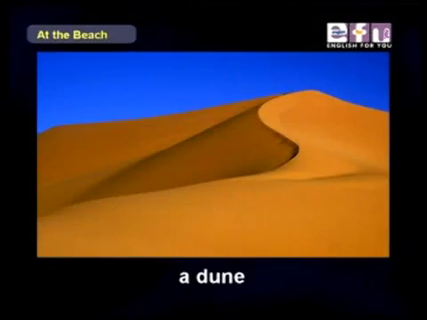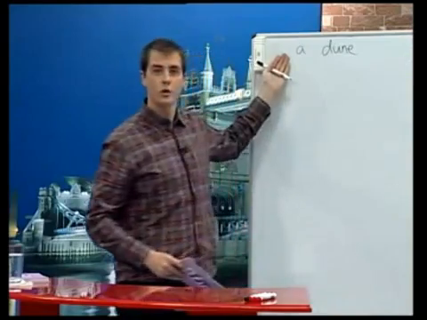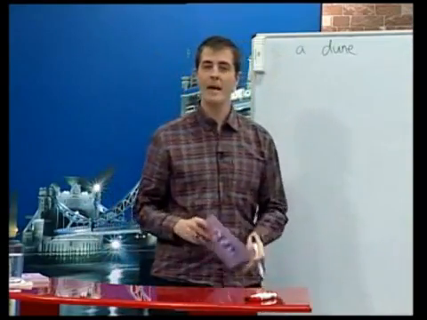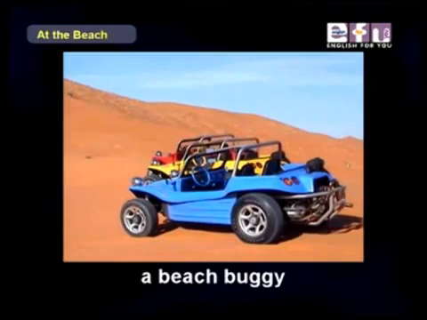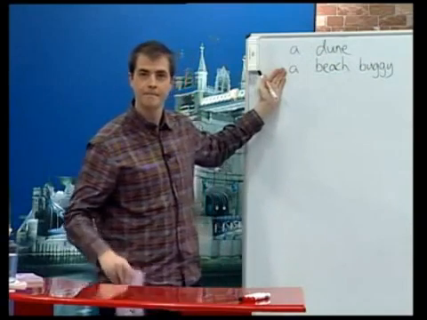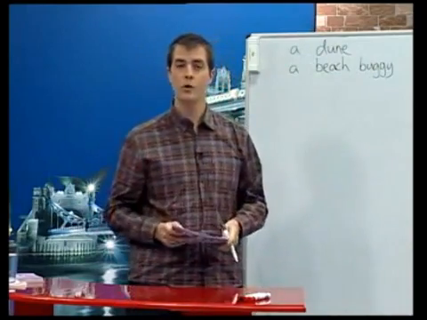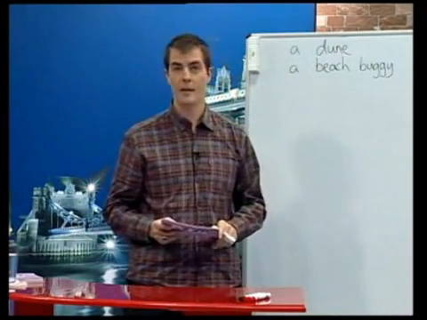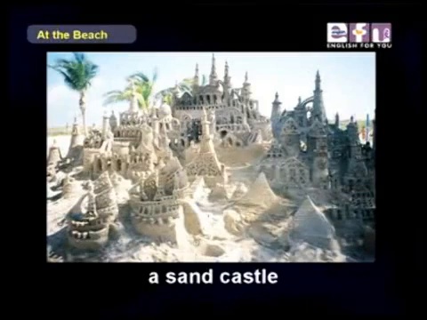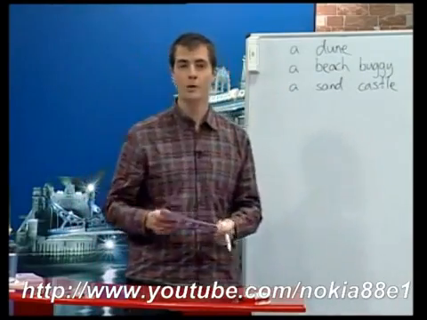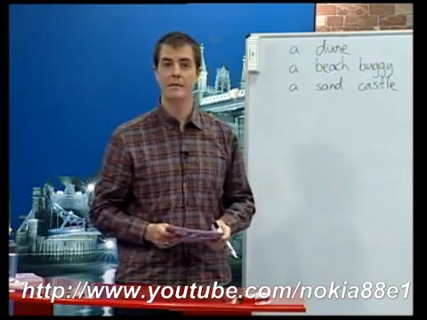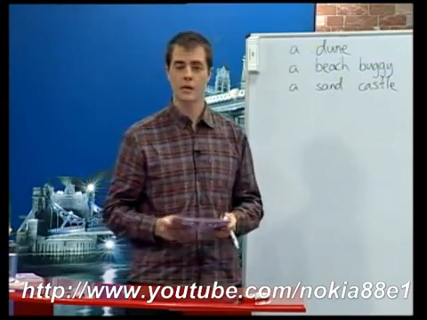Okay, we have a dune. A dune is a hill made of sand near a beach. A beach buggy is a vehicle you can drive across the sand on the beach. A sand castle is a small model of a castle which is made out of sand, usually by children on the beach.